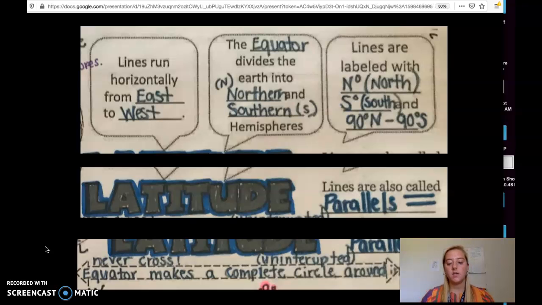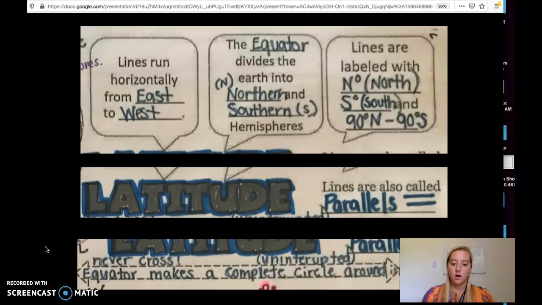Latitude lines are uninterrupted. That means that they do not cross. They do not hit one another like our lines of longitude will, and we'll learn that shortly. So our lines of latitude, they run east to west, and they run horizontally. Remember, horizontal versus vertical. The equator divides the Earth into the northern and southern hemisphere.